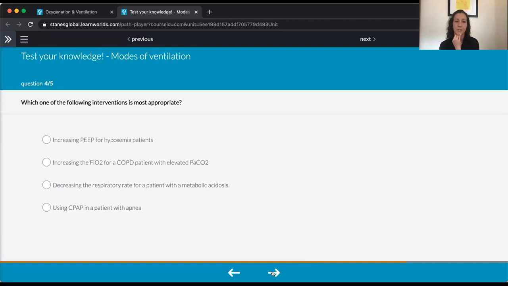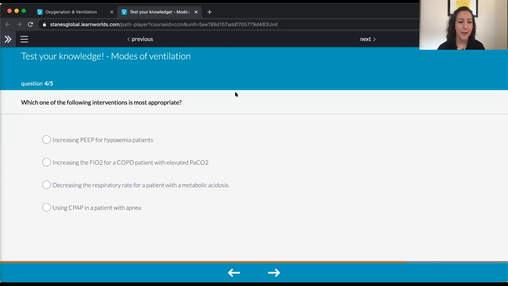Which one of the following interventions is most appropriate? Increasing PEEP for hypoxemic patients, increasing FiO2 for COPD patients with elevated PaCO2, decreasing the respiratory rate for a patient with metabolic acidosis, or using CPAP in a patient with apnea. Which one is most appropriate? Okay, you guys are doing wonderful.